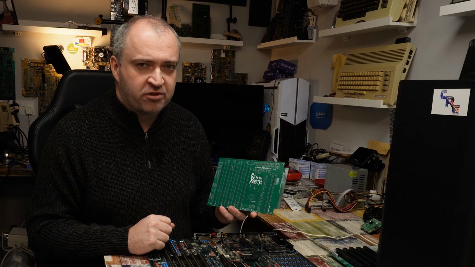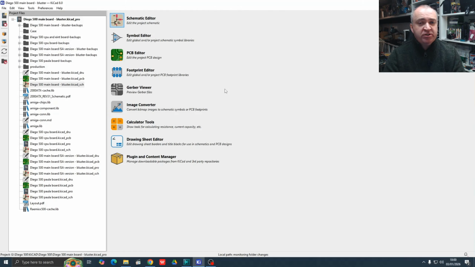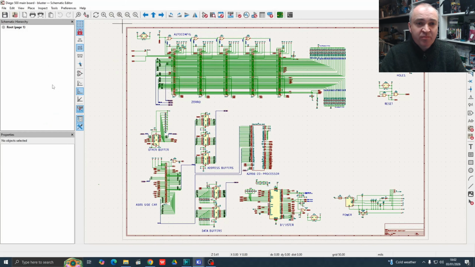So this project was drawn up using KiCad version 8. Yes, I know version 9's out now, but as I say, I've been working on this for a while. And it's based on the Amiga 2000 Rev 6, but also the EINT 2000 schematics by Jason Spear. As you can see here, there are a couple of boards associated with this project. I'll get to that in a minute, but let's just first of all take a look at the main board schematics.